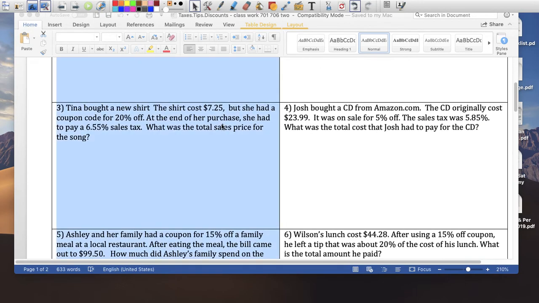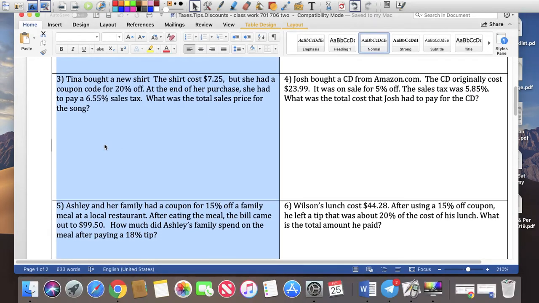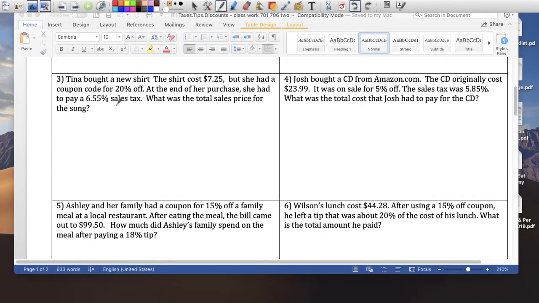Okay. 3. Tina bought a new shirt, so this has tax and what do you call discount. So the shirt costs $7.25. Really? Why is it so cheap? Right. So $7.25. Let's take 20% off, and let's find out what that is.